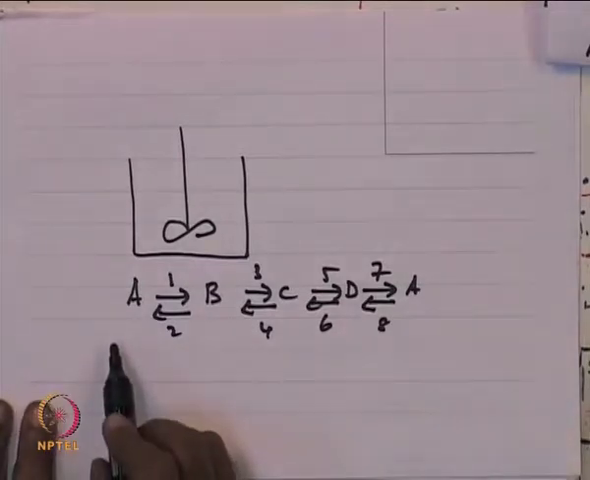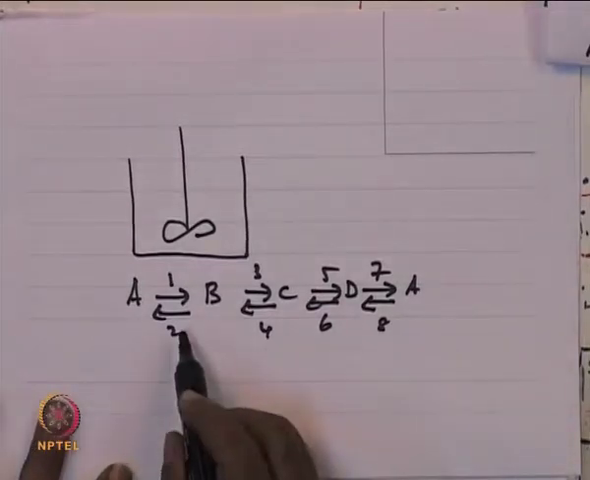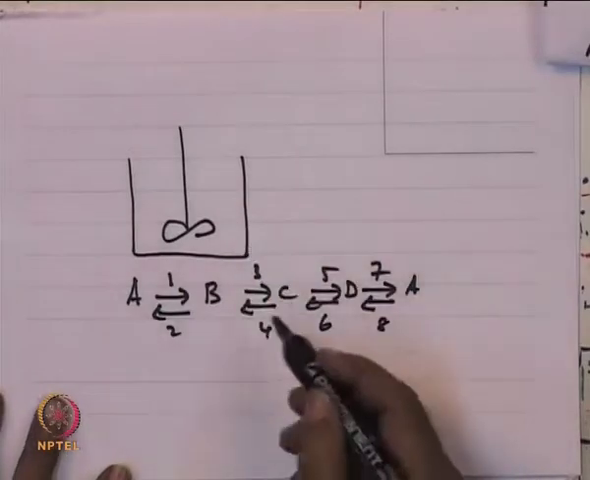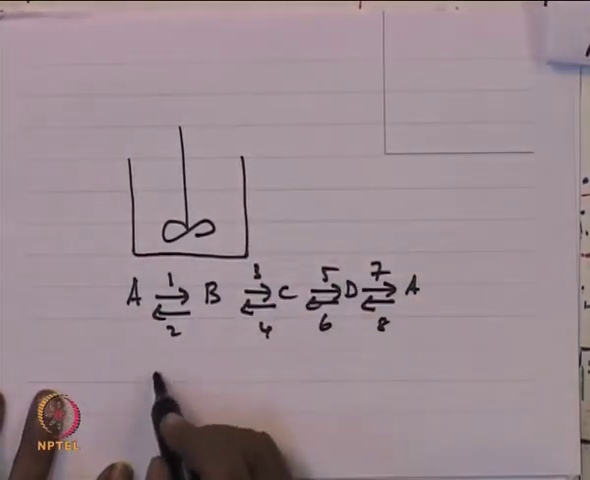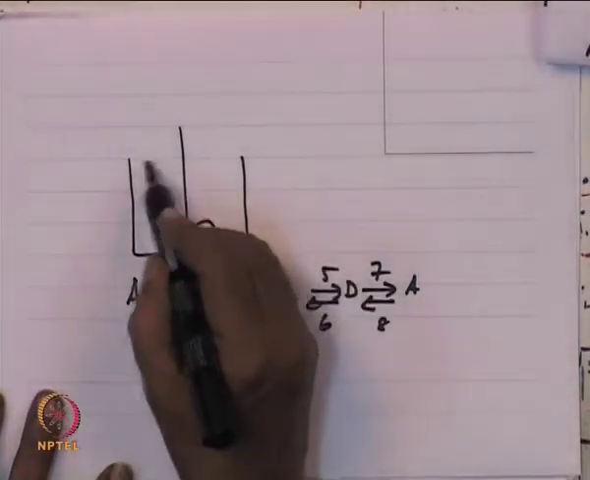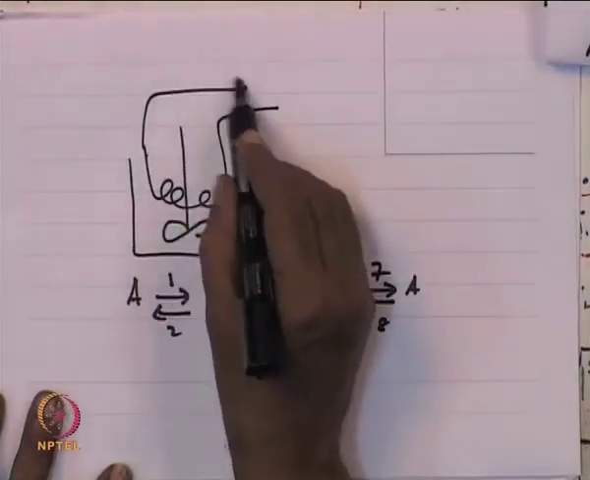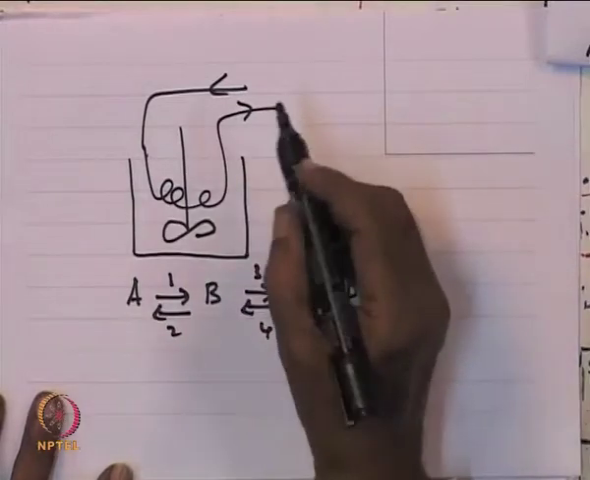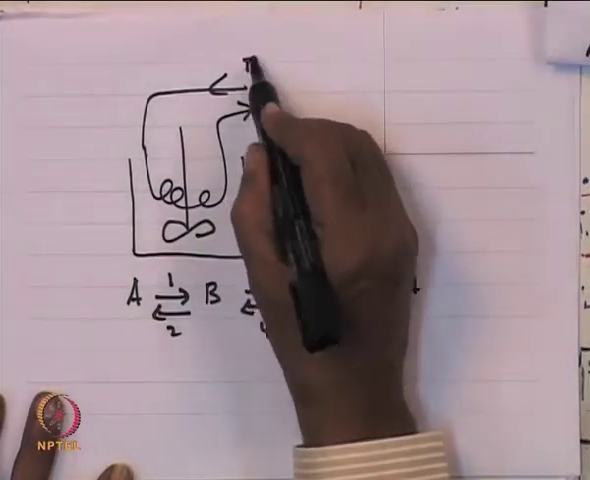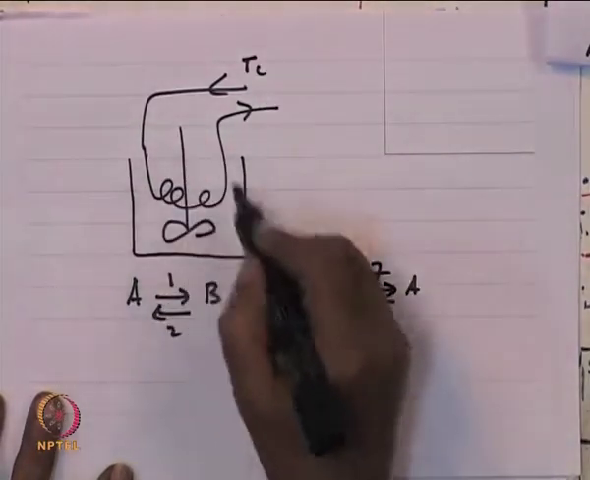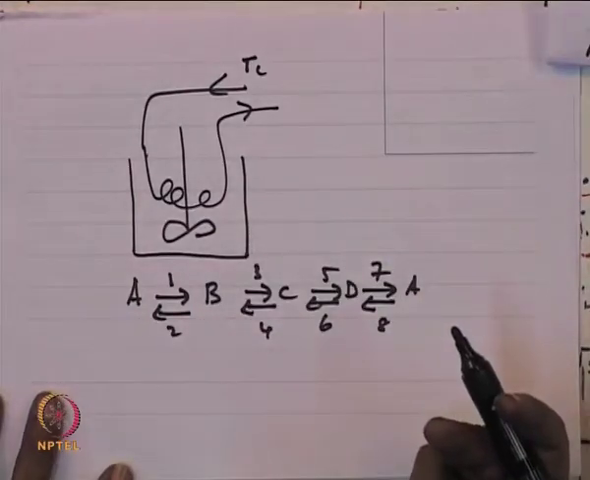Because all these reactions are instantaneous, and they are all endothermic and so on, we have a heating coil, which supplies the heat that is required to run the process at the temperature at which we want to run the process.